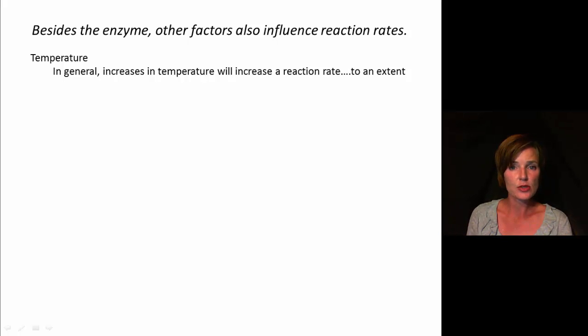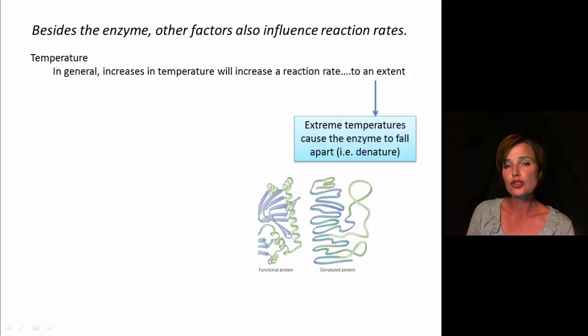Enzymes are proteins, which means they're very susceptible to temperature changes, which could cause denaturation. And denaturing is basically taking that perfectly folded enzyme and unfolding it. And if we were to unfold it, we would be unfolding the active site at the same time, which would cause the enzyme to become non-functional. So extreme temperatures cause the enzyme to fall apart.